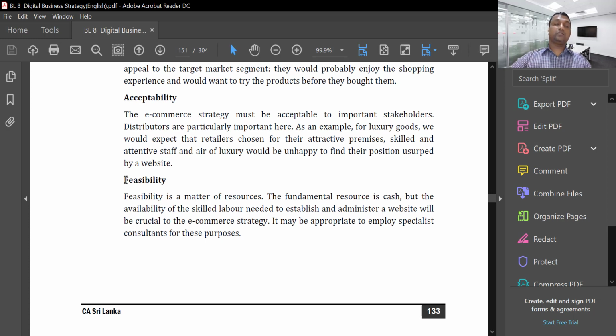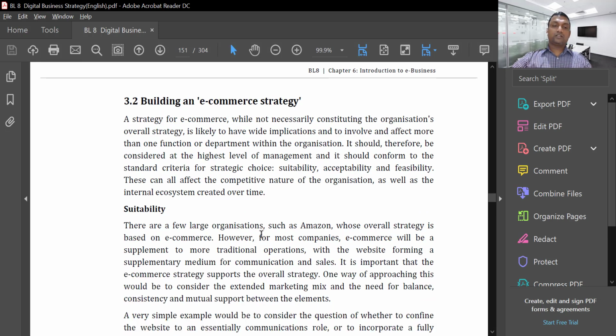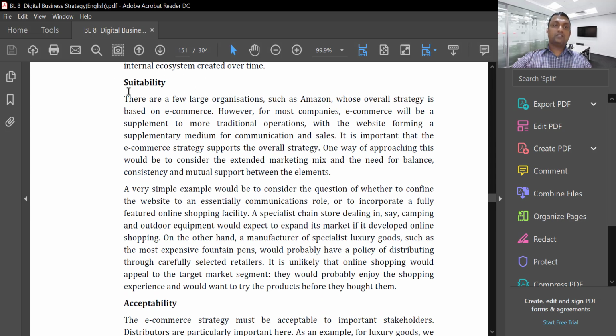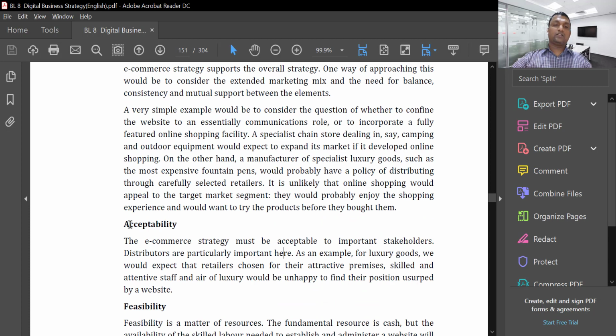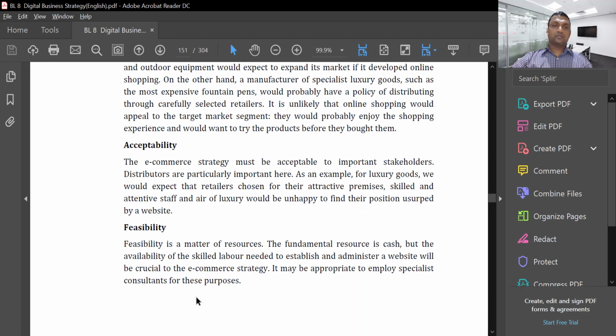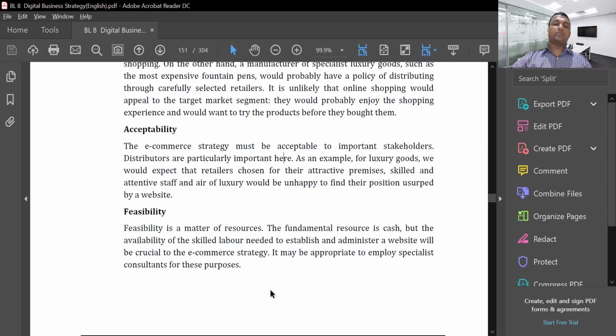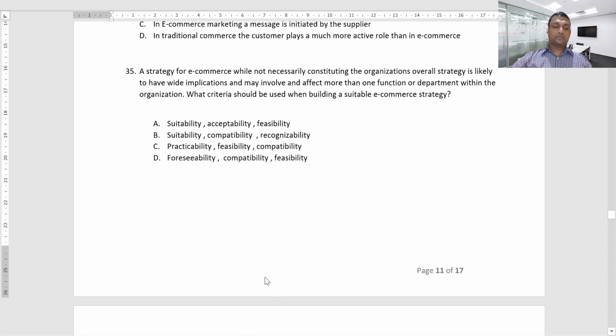And in certain cases, feasibility is also important, because going online as an e-commerce platform involves a lot of cost and a lot of technical knowledge. So you have to employ technical staff, as well as make the necessary investments to get that happening. So any kind of e-commerce strategy should fundamentally consider how suitable the products or services selected are for this type of arrangement, whether all the stakeholders accept this method of selling, and whether this whole operation is feasible both technically and financially. So if we look at the question here, you can see the answer: suitability, acceptability, and feasibility. So the first one is the answer.